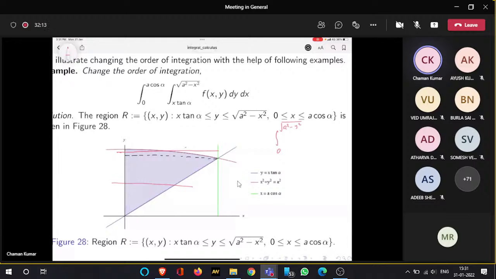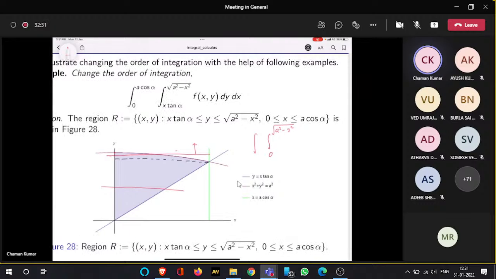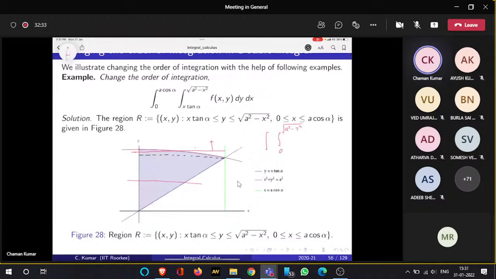Then you look at, if I lift this line above, what is the exit point? The exit point is this value of y. What is that value of y? This is the value of y when x is 0.